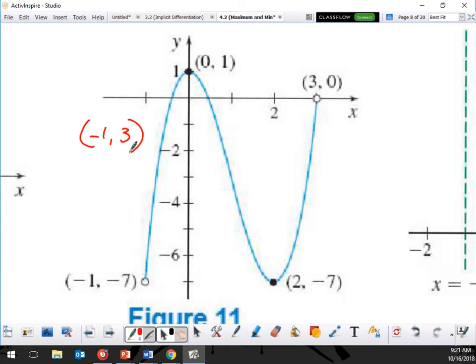What was the next one after that? Find local. We're going to have some local, aren't we? We have a local where? Where's my max? At 1, 0, 1? Yes. Where's my min? At 2, -7.